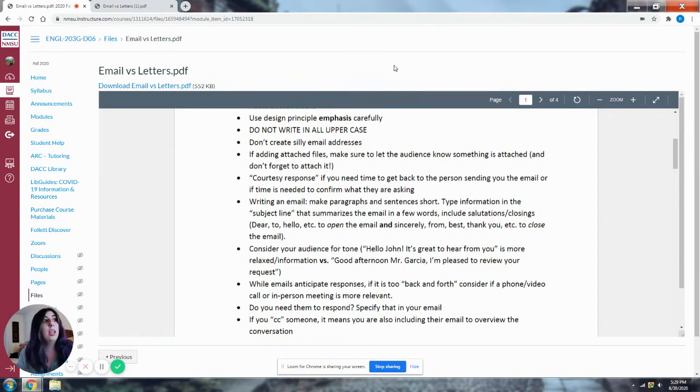Courtesy response. If somebody sends you an email and they need you to respond and they're waiting on you, but you need more time, whether to get back to the person with your schedule, or if more time is needed to confirm what they are asking, instead of just disappearing and becoming a ghost in a way, send them a quick response that tells them to please allow you a little bit of time.